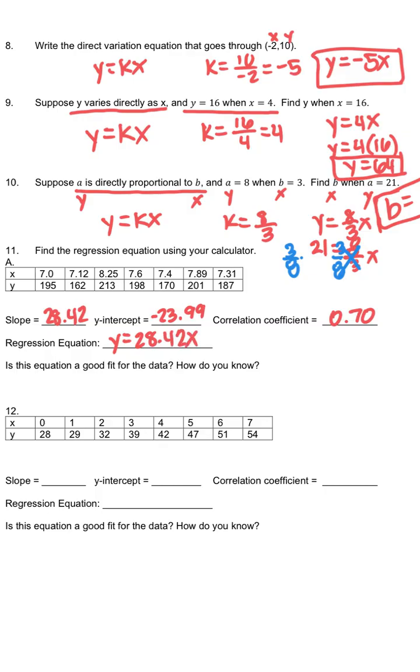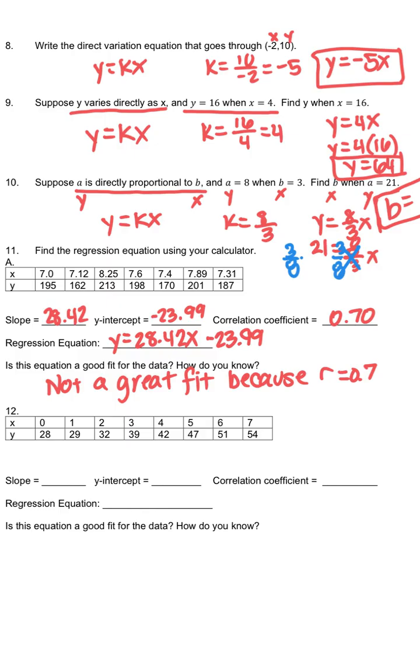Our regression equation is y equals 28.42x, which is our slope, right? Slope 28.42. And then we have, not a plus, but minus 23.99. And is this equation a good fit for the data? We have 0.7, so it's not a great fit. So let's put not a great fit, because it's not very close to 1, right? It's 0.7. So we're going to put not a great fit because R equals 0.7.